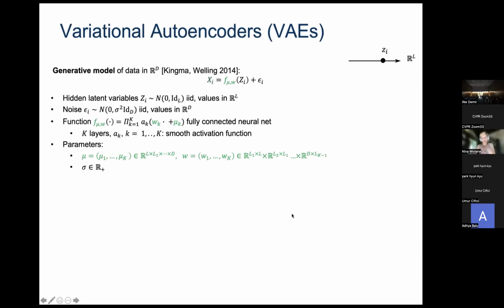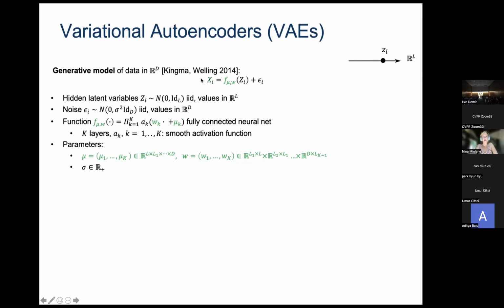So how does this work? Let me review variational autoencoders. I put equations on the left for completeness; I'm not going to comment on them too much. Variational autoencoders start with a generative model of data in RD. That's the ambient space that we had before. The data are assumed to belong to a vector space. And we can think of variational autoencoders as a way to invert a generative model with latent variables.